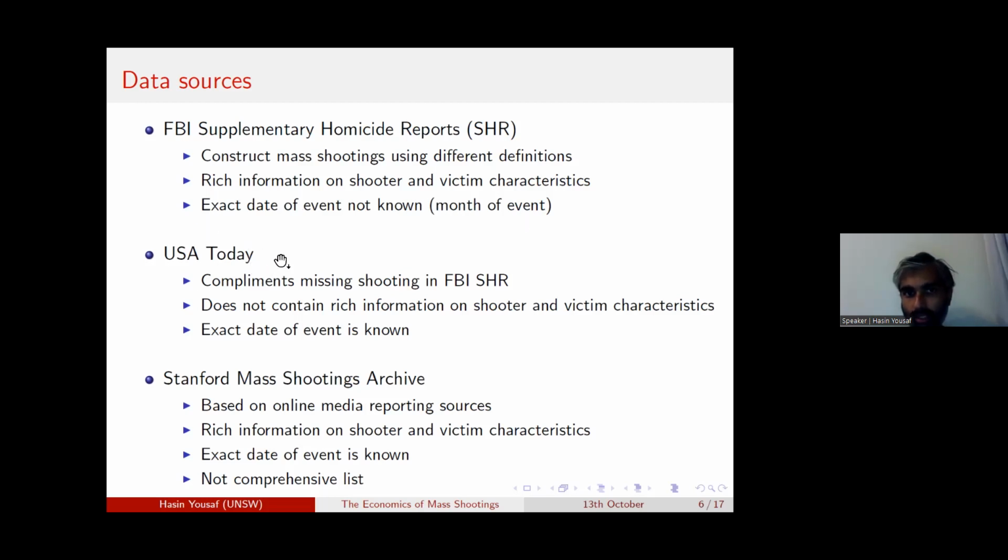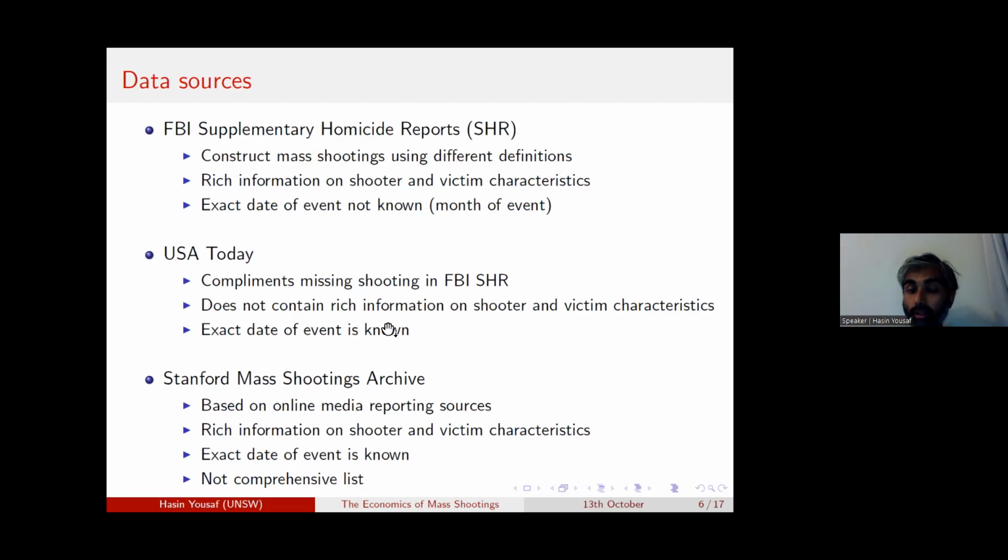Then the USA Today database complements the FBI Supplementary Homicide Reports, and the aim of this database was to add shootings which were missing in the FBI reports. Why would some mass shootings be missing? Because some states don't submit their homicide reports to the FBI. Now every state does it, but one example is Florida, which until the early 2000s did not submit a supplementary homicide report. So there were no mass shootings characterized in Florida. However, in the real world, there were mass shootings occurring in Florida, and USA Today complements the missing mass shootings from the FBI report.